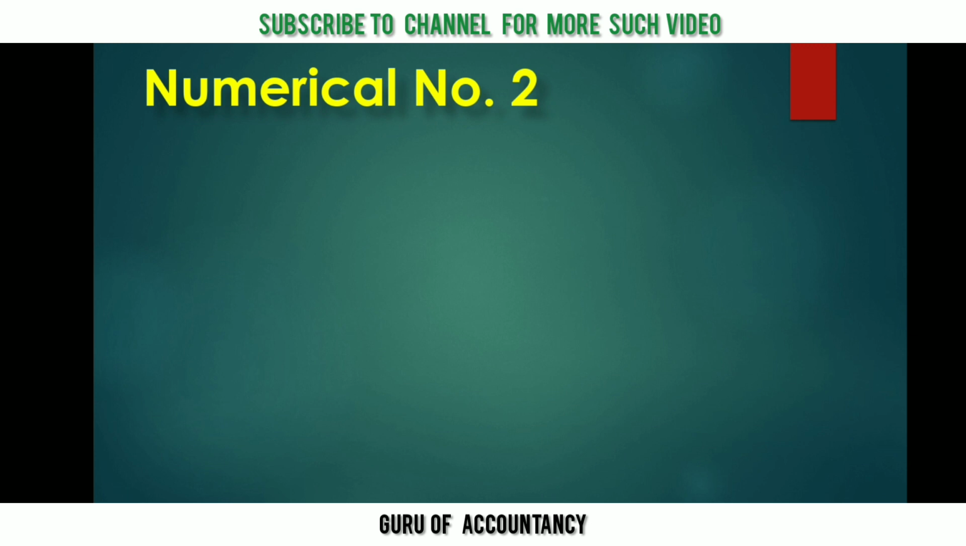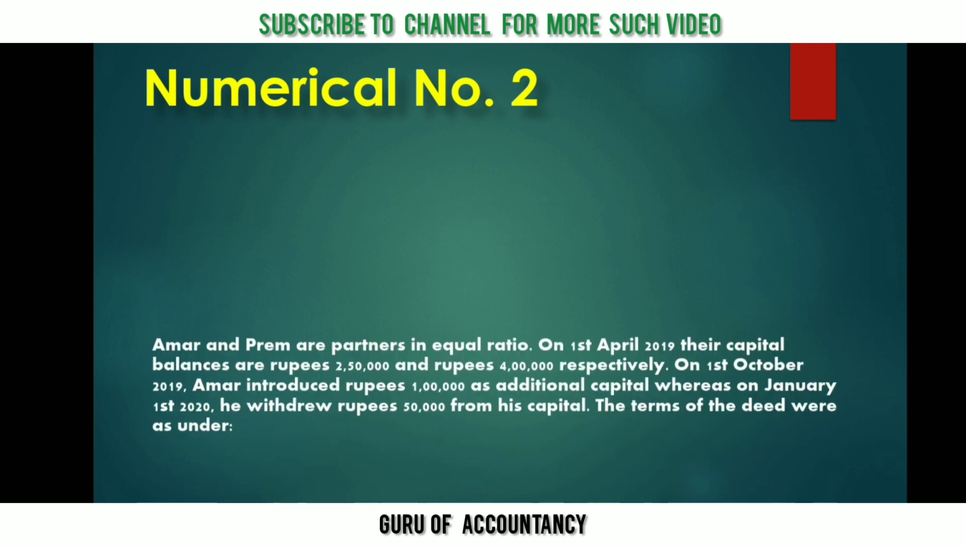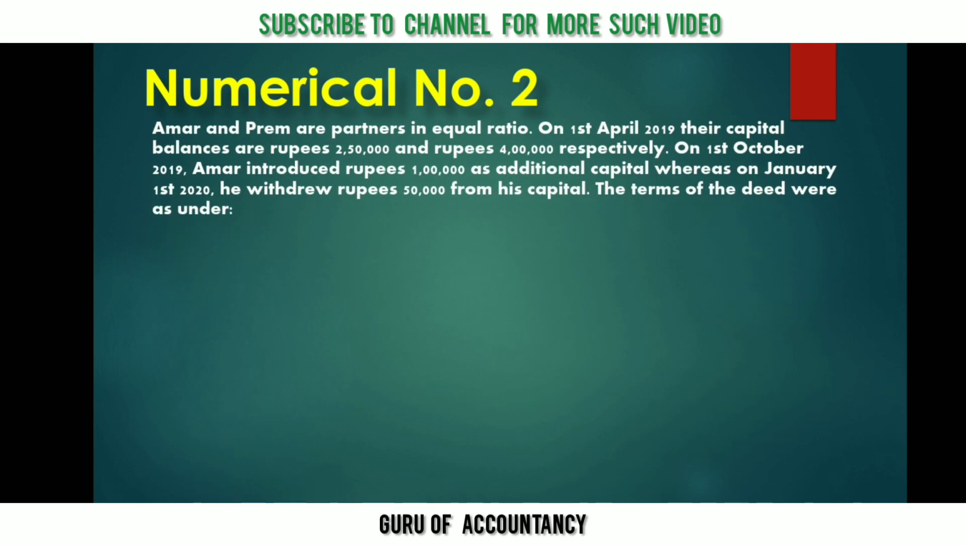Now see the numerical number 2. Amar and Prem are partners in equal ratio. On 1st April 2019, their capital balances are rupees 2,50,000 and 4 lakh respectively. On 1st October 2019, Amar introduced rupees 1 lakh as additional capital, whereas on January 1st, 2020, he withdrew rupees 50,000 from his capital. So he has introduced also and he has withdrawn also.